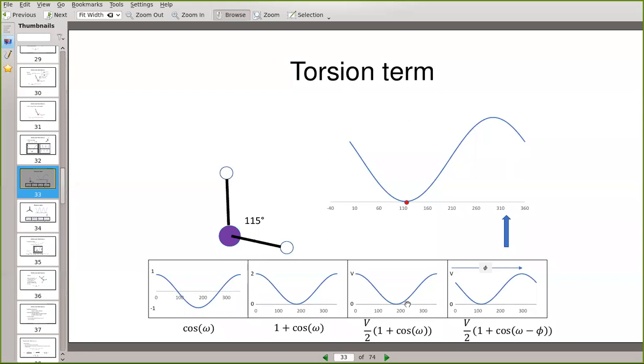Yes, question? Hello? Okay, so the problem is that the minimum is not where you want it to be.